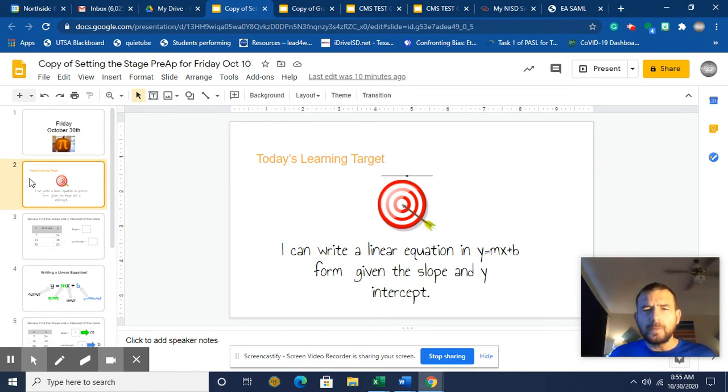We're going to talk about what the individual components of an equation are. What is a y? What is an x? What does m mean? And then what is b? We're going to explain how we use slope and y-intercept and this equation, y equals mx plus b, to write the equation of a linear relationship.